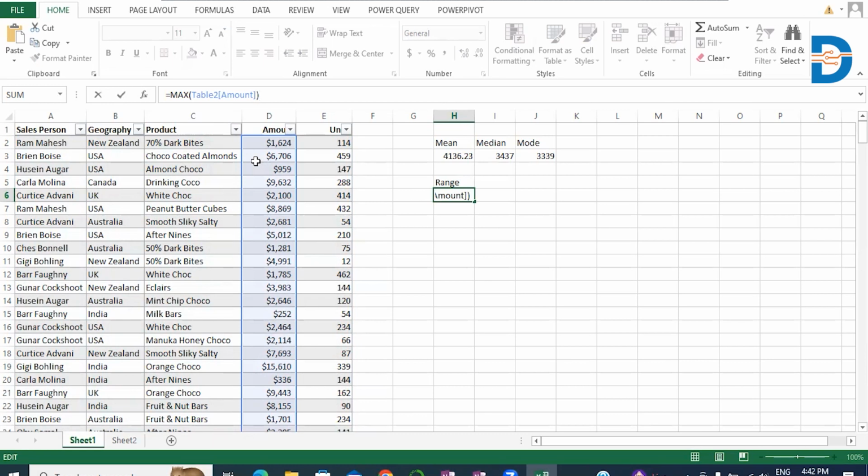We are not completed yet. So we get the max value with the help of the max function. Then minus, use the min function to get the minimum value from the table column amount. And then you can hit enter. Then you will get the range. So the range of the amount column is this.